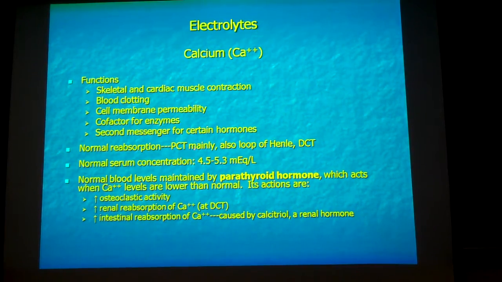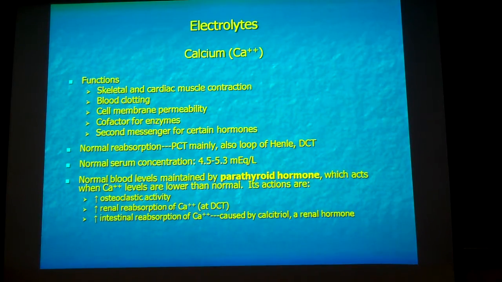We reabsorb most of it through the proximal tubule. This is its normal concentration here. Normal blood levels of calcium are maintained primarily by parathyroid hormone. Parathyroid hormone operates when calcium levels are too low. All right? And these are the ways that parathyroid hormone maintains calcium levels in the normal range. We talked about these in lab right here.